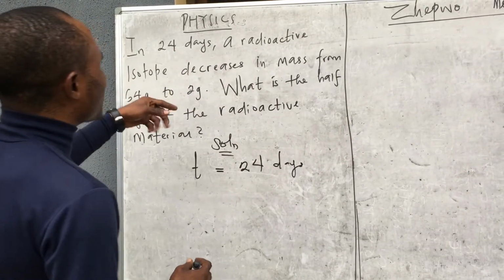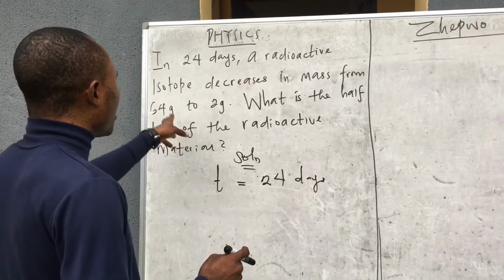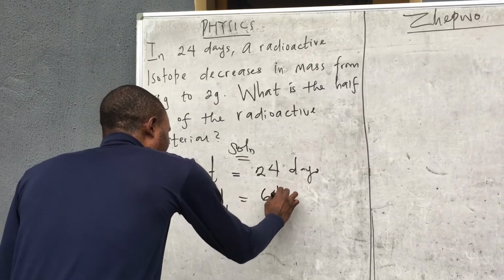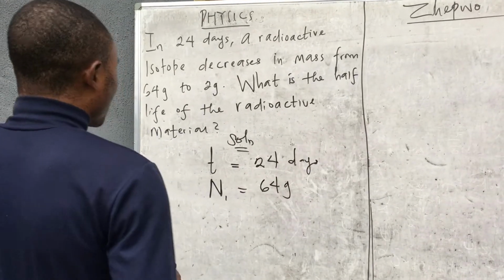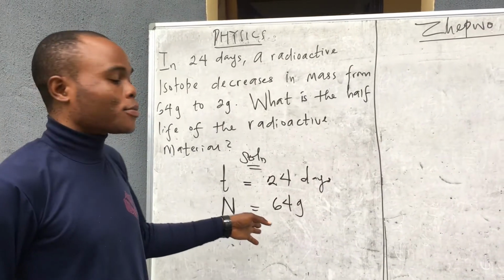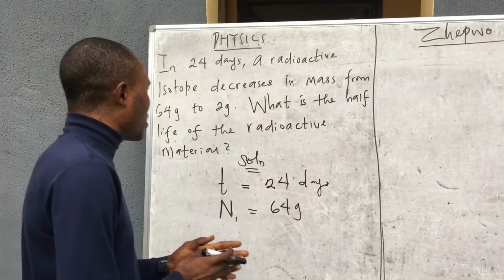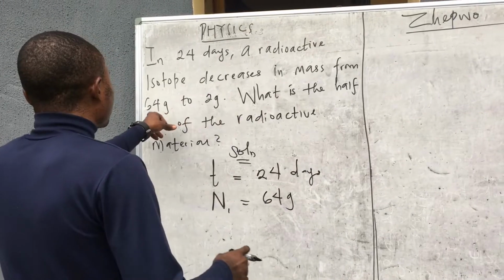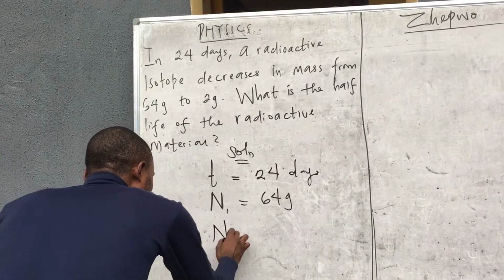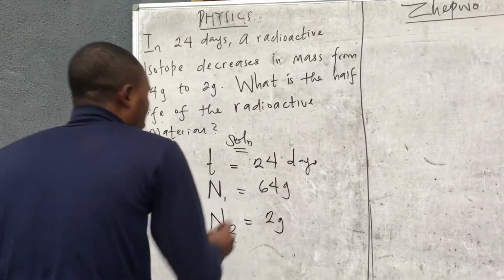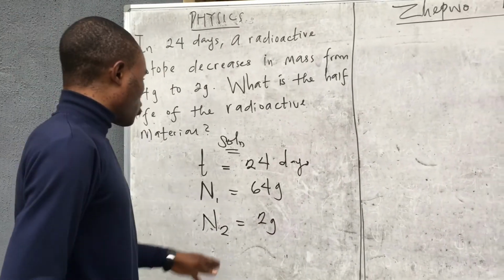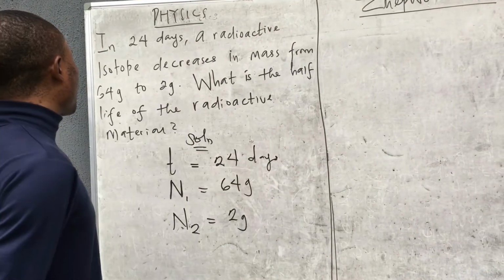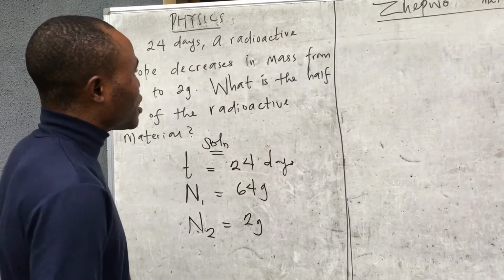That means the initial mass of the isotope was 64. So we're going to use N1 to represent that. N1 equals 64 grams. N1 here represents the initial mass of the radioactive isotope. To decrease in mass from 64 to 2 grams, 2 grams will represent the final mass of the radioactive isotope. So we use N2 to represent the final mass. So what is the half-life of the radioactive isotope material?